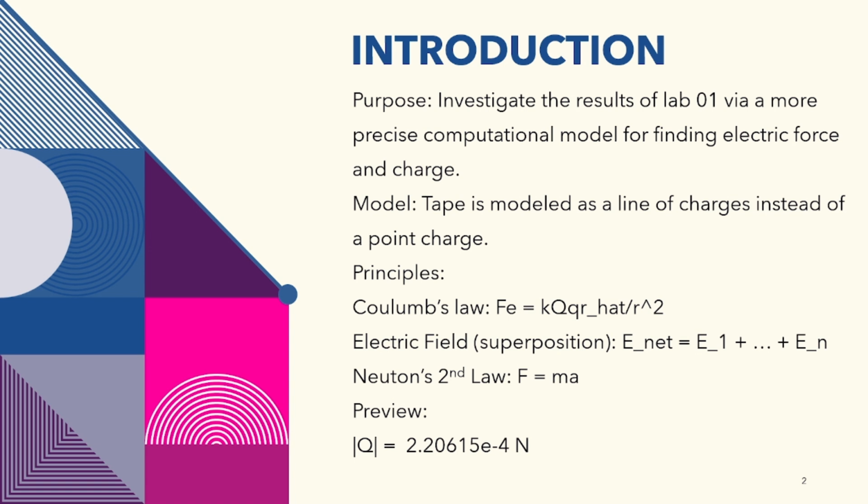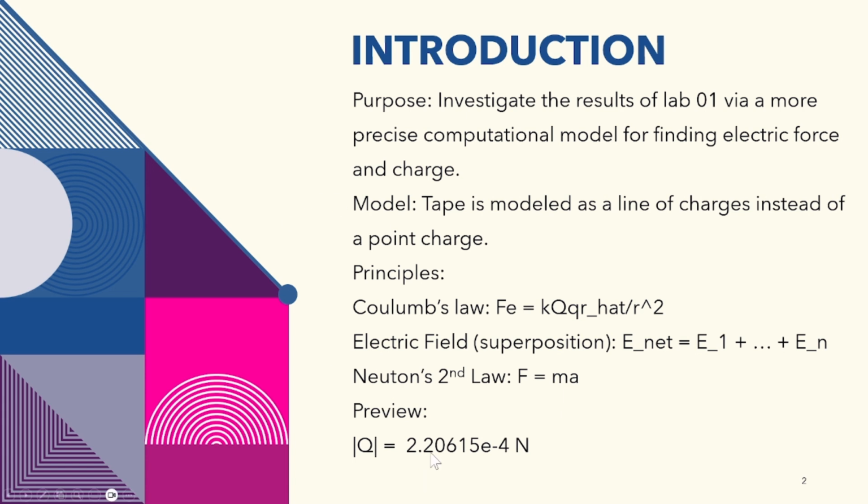We have Coulomb's law, which would be the electric force is equal to K charge 1 charge 2 times R hat divided by R squared. And then we have the electric field, which we get based off superposition, which would just be E net is equal to however many E fields we have all at that observation point. And then Newton's second law is used again, force equals mass times acceleration. But in this case, we're going to be using it for gravity. So it'd be force equals negative mass g.